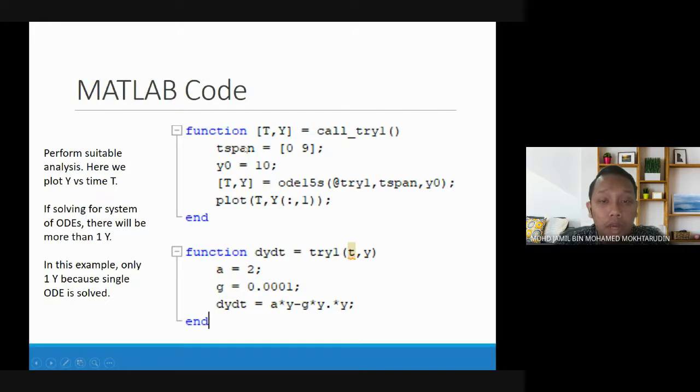After you run the code as I showed previously, you can do some analysis or plotting. In this example, you plot y versus t, and if you have a system of ODEs, then you will have more than one y. Here y(:,1) represents the first y. In this example you have only one y, so you don't need to write the (:,1), but later in the next example you will see why you need to write this 1 and so on.